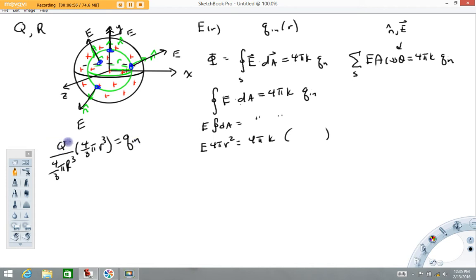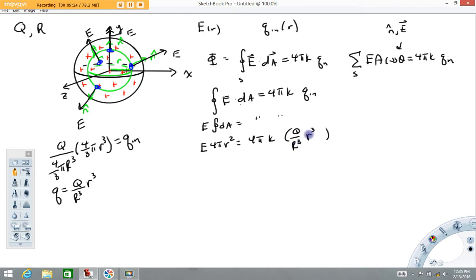So this is charge per unit volume times volume will give us the charge inside that surface. And it's not too tough to show that. Let's see, the 4/3 pi cancel, so we got big Q over big R cubed times little r cubed. Right? And there's our Q inside the surface. Big Q over big R cubed times little r cubed.